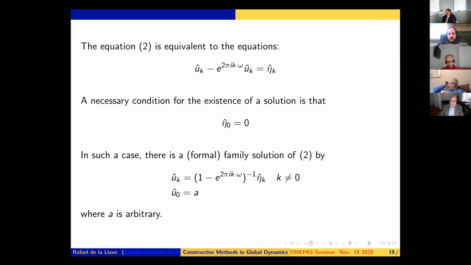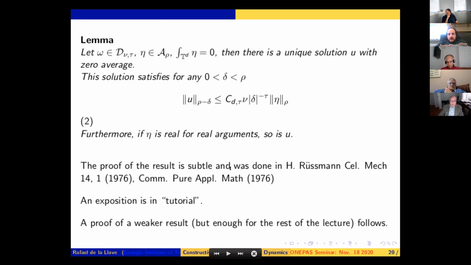Okay, so this is nice, and of course this is a formal solution. This solution is purely formal, but then these are the estimates that you get. It turns out that you can estimate u in terms of estimates in eta, but you can estimate it in a slightly smaller domain. This was done in '76 by Rüssmann.